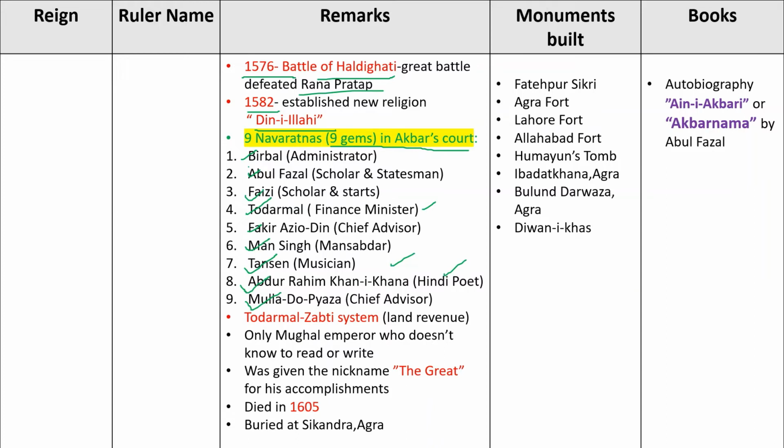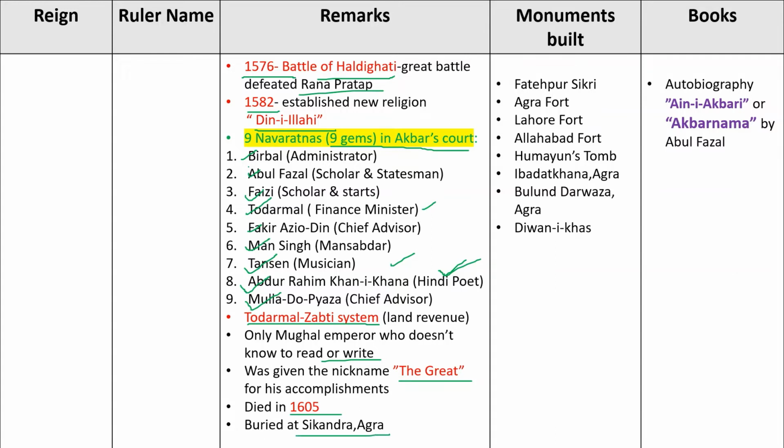Todarmal was the finance minister and Tansen was the musician in Akbar's court and Abdur Rahim Khani Khana was a poet in court of Akbar. Raja Todarmal introduced Zabti system, that is a land revenue system. Akbar was the only Mughal emperor who doesn't know to read or write. He was given the nickname the Great for his achievements and accomplishments. He died in 1605 and was buried in Sikandra, Agra.